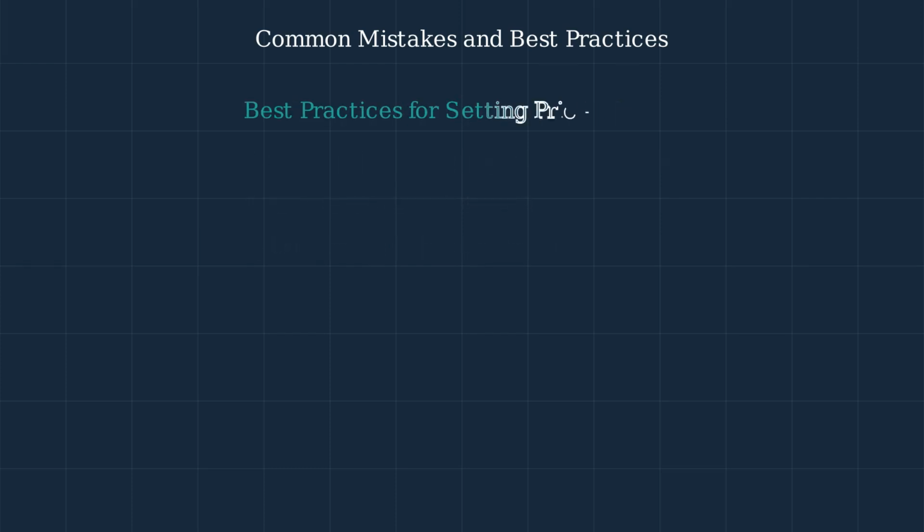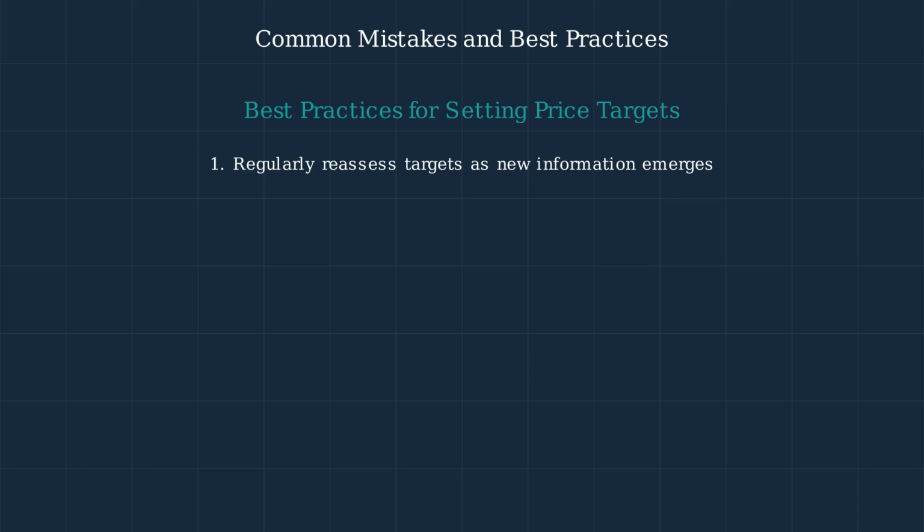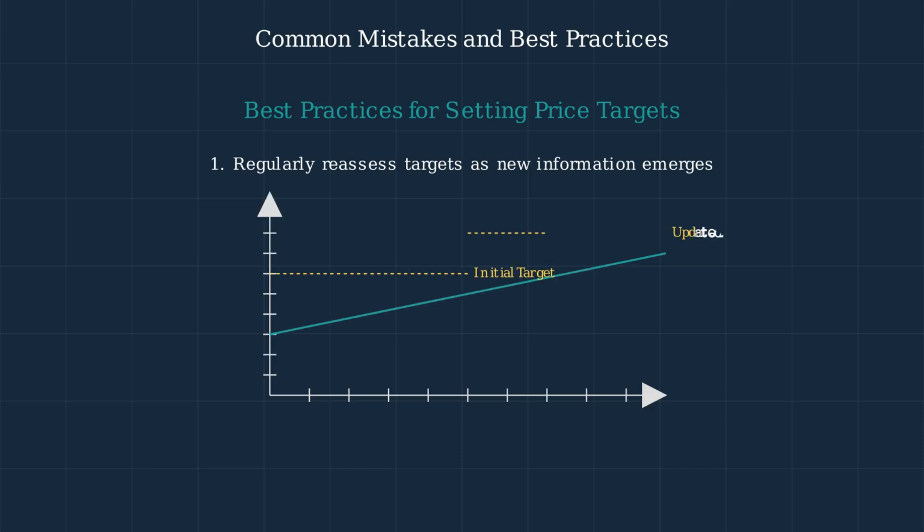Now, let's explore best practices that can improve your success with price targets. First, regularly reassess your targets as new information emerges. This keeps your analysis current and responsive to market changes. As new information becomes available, adjust your targets accordingly. This allows you to capture more profit or minimize losses based on evolving market conditions.